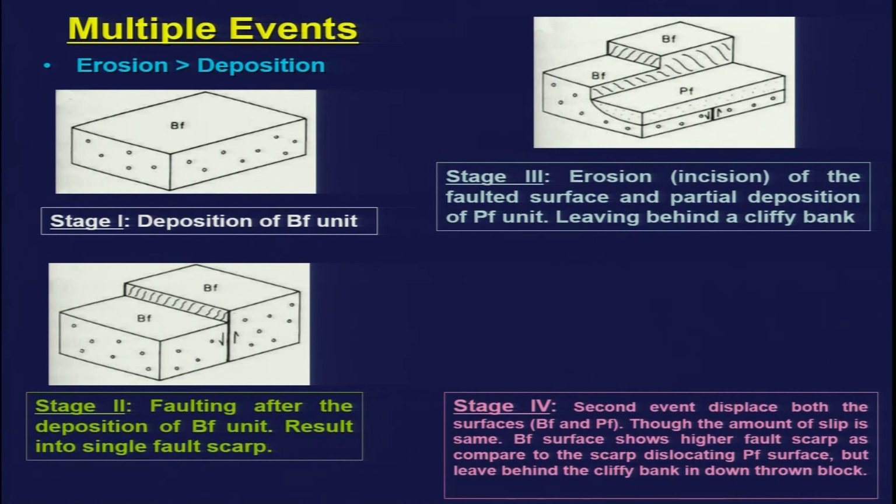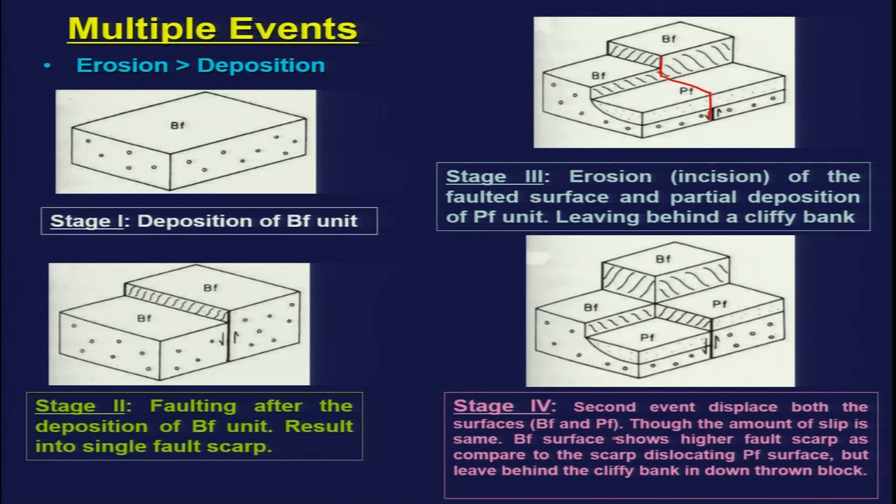So, stage 3 and further if you go to 4, what we have is the second event. So, again we are displacing. So, what will happen, this will also get displaced, okay, along this line. So, this will also get displaced as well as this one, okay. Now, the scarp height of this displacement will not match this one, okay. So, then in the second one what we see is that it displaces both the surfaces PF and BF, okay.